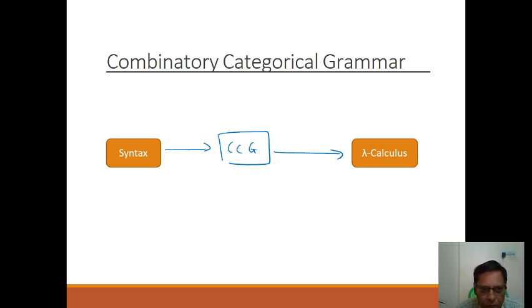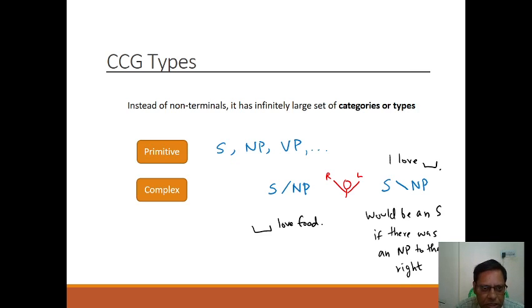Okay, and combinatory categorical grammar. Okay, CCG, combinatory categorical grammar. It is about syntax to combinatory categorical grammar, to lambda calculus. How does it happen? See, CCG types, instead of non-terminals, has an infinitely large set of categories or types. Okay, so primitive or complex.